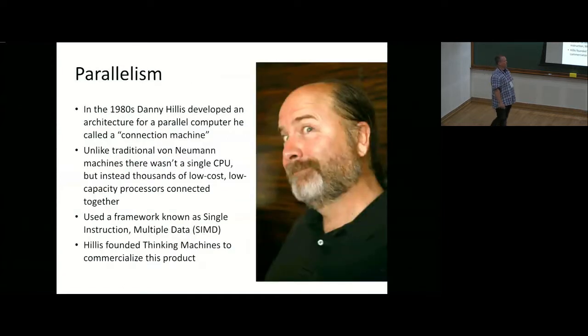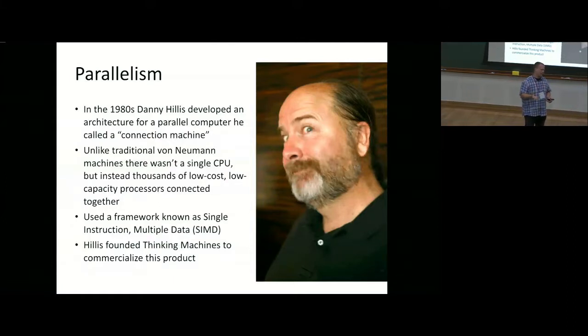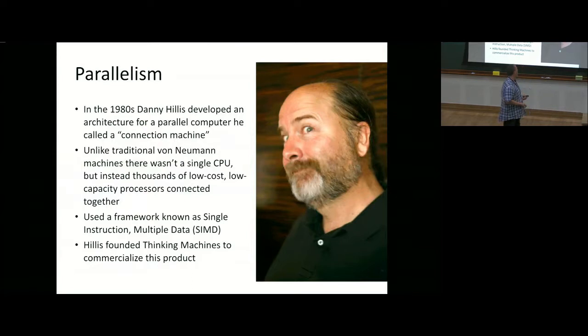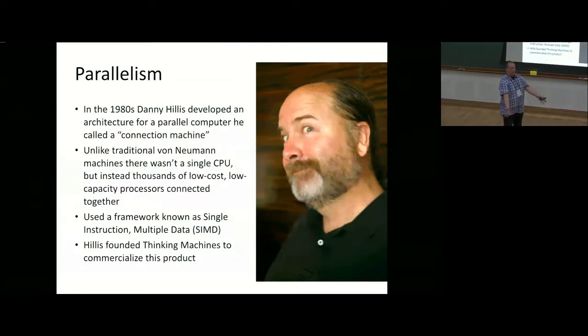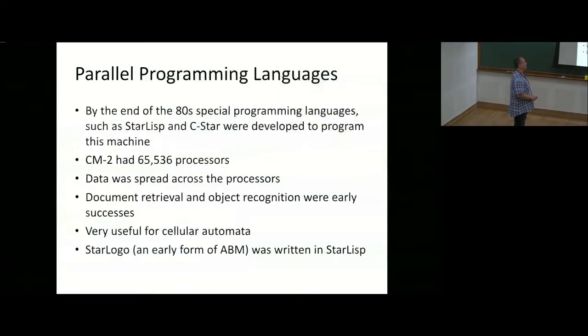One last strain of thought I really want to mention, which is parallelism. So parallelism comes along, developed by this guy named Danny Hillis, who has an interesting look on his face in this picture. And the idea of parallelism is that rather than having, now we take it for granted, almost all of these machines have more than one processor on them, right? But at the time, that wasn't the case. Machines had one processor at most, right? Danny actually liked the idea of having many, many processors. So he built machines that had thousands of processors, right? He used the framework known as single instruction multiple data, and he founded Thinking Machines to commercialize this product.